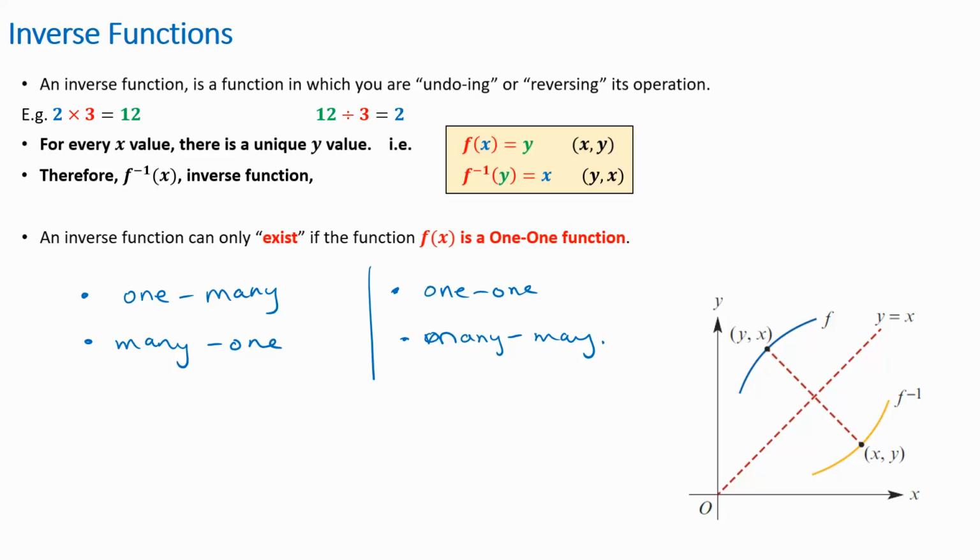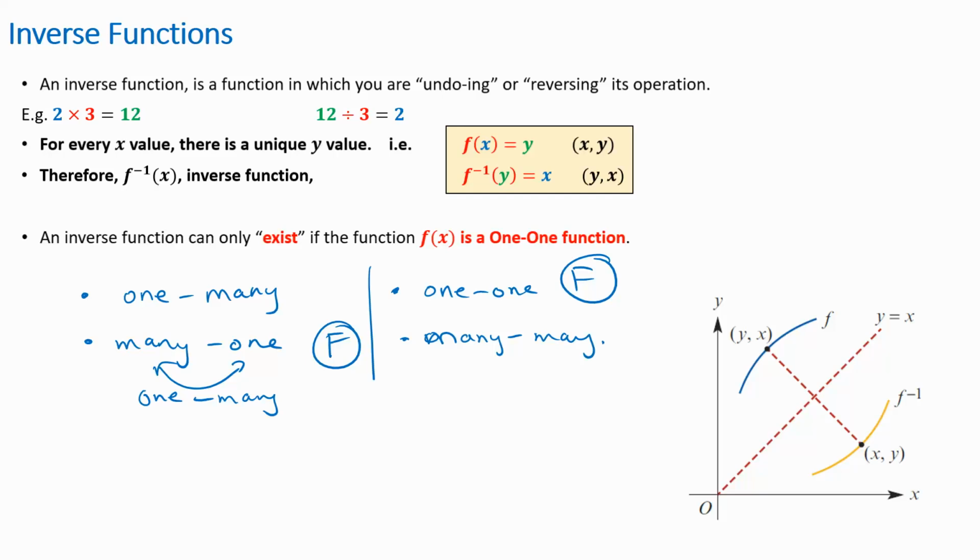Out of those two types, let's have a look at many to one. The many to one, when you do the inverse, it switches, and now it becomes a one to many, which is what we saw before. A quadratic became, a many to one became a one to many. Out of the two functions, there's only one that fits the criteria. If you do the inverse, one to one ends up being a one to one. That is why we say the inverse function only exists if it's a one to one function.